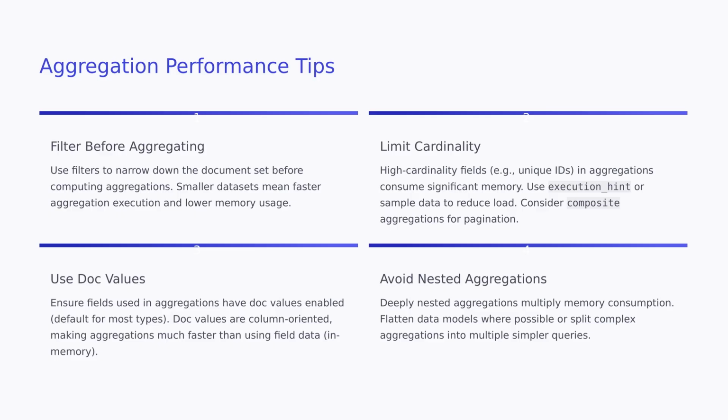Use doc values. Make sure your aggregation fields have doc values enabled for a speed boost. Doc values streamline the process, outperforming field data in memory. Avoid nested aggregations. Deep nesting equals heavy memory usage. Simplify your data models where you can or break complex aggregations into simpler queries. Remember, optimizing aggregation performance is all about smart strategies. So, filter wisely, watch those cardinalities, embrace doc values, and steer clear of nesting overload.